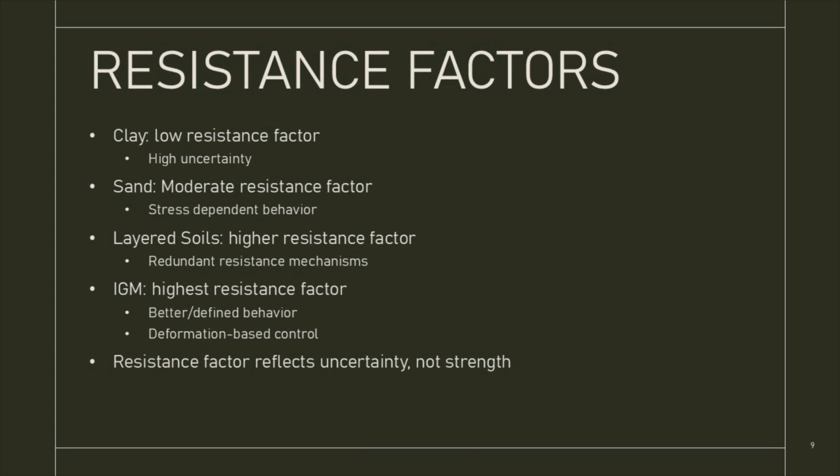The highest resistance factors appear in the IGM examples. This is because IGM design is explicitly tied to measured deformation. Instead of assuming full mobilization, capacity is evaluated at the specific settlements, which makes the prediction more reliable. This highlights an important LRFD concept: resistance factors reflect uncertainty in how well we can predict behavior, not simply how strong the ground is.